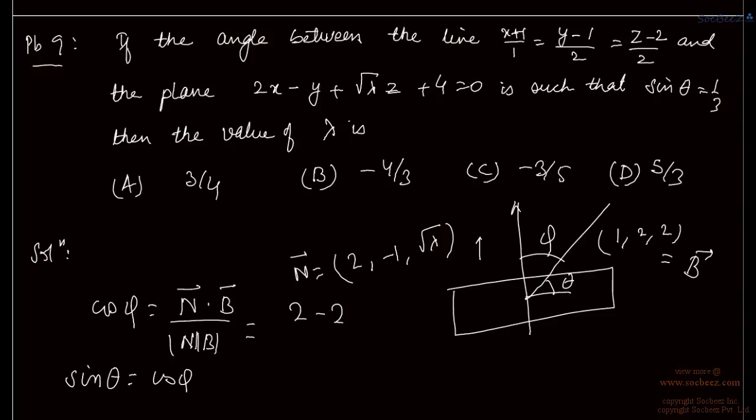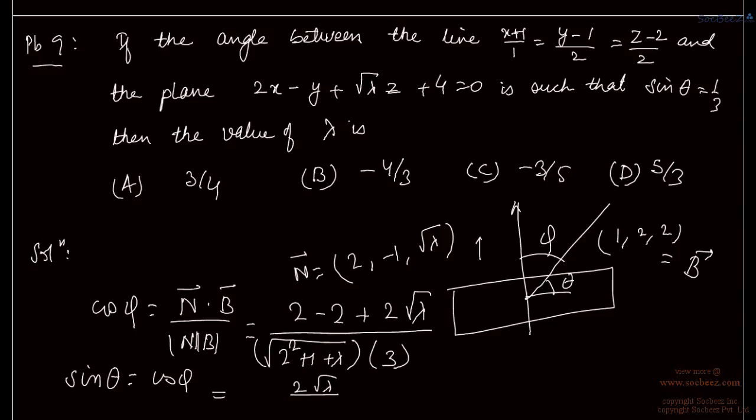Which is equal to n dot b, that is 2 times 1, minus 1 times 2, plus root lambda times 2 root lambda, upon magnitude of n into magnitude of b, which is under root 2 square plus 1 plus lambda, times under root 2 square plus 2 square, 4, 4, 8, plus 1, 9, root under 9, which is equal to 3. So sin theta is equal to 2 root lambda upon 3 times root under 5 plus lambda, which is equal to 1 by 3, as given in the question that sin theta is 1 by 3.